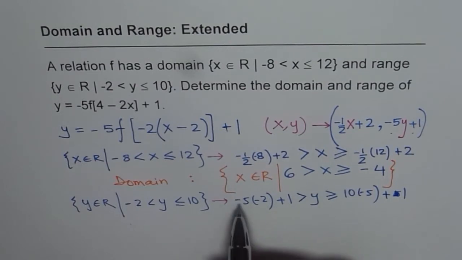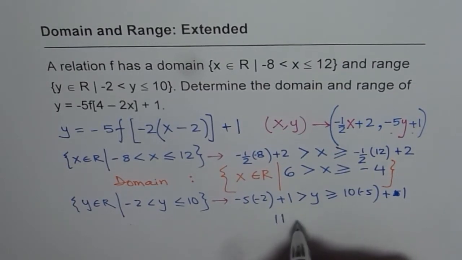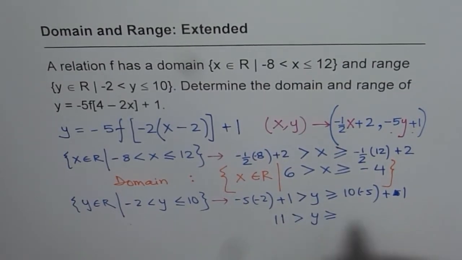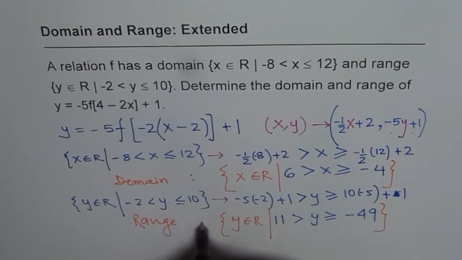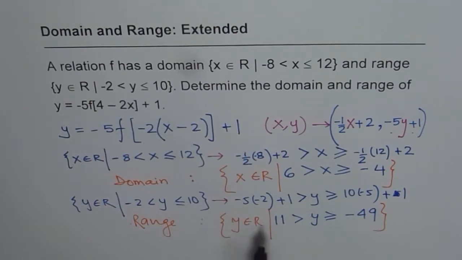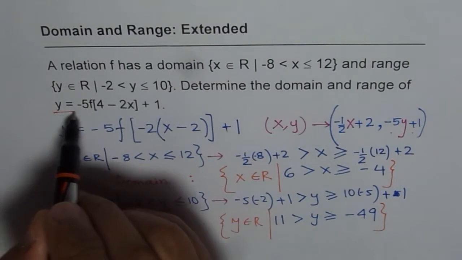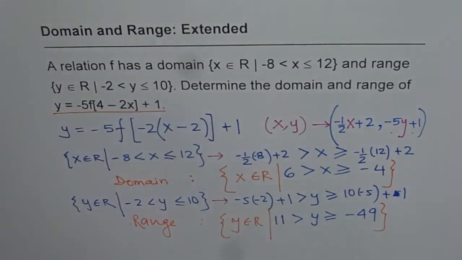So let's calculate. Minus and minus becomes plus. 5 times 2 is 10. 10 plus 1 is 11. So we get 11 is greater than y, which is greater than or equal to -5 times 10, which is -50, plus 1 is -49. So that becomes the range. Let me put it in the proper set form: y belongs to real numbers, and the range is that. That is the domain and range of our transformed function. So this is our answer, domain, and here is your range.